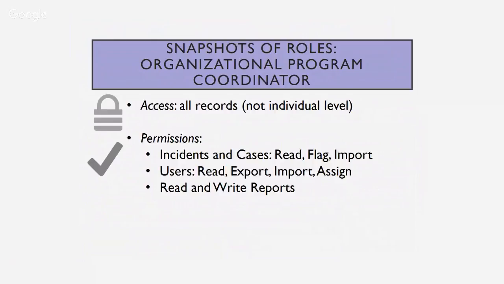The organizational program coordinator can read, flag, or import. They can also read and write reports. They can read the list of users, export the list of users, import a new list of users, or assign new users. They can access all the records in the system, but they can't see any individual level data.